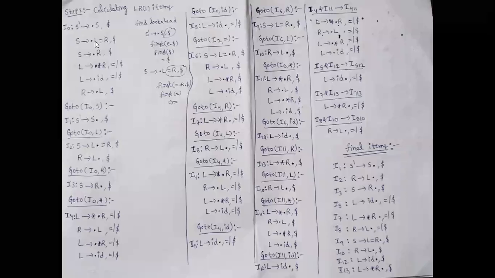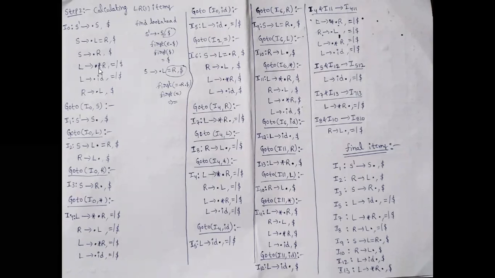L, we are applying go to function. R, we are applying go to function. Star, we are applying go to function. ID, we are applying go to function. So the go to of state I naught and S. So we are applying go to on I naught comma capital S.